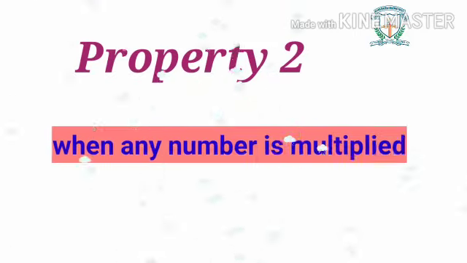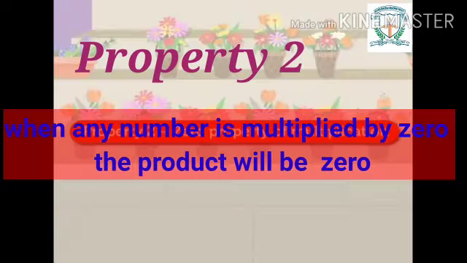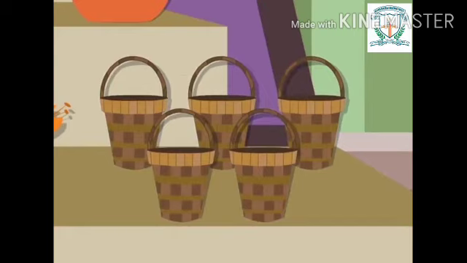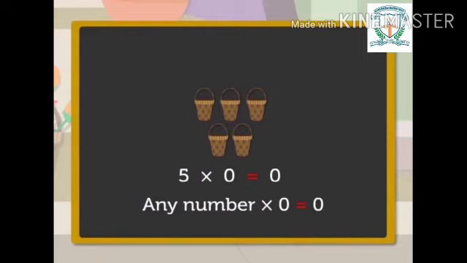Property 2. When any number is multiplied by 0, the product will be 0. Let us take an example. There are 5 flower baskets, but there are no flowers in any of the baskets. Since we do not have flowers in any of the baskets, we represent that as 0. So, 5 multiplied by 0 is equal to 0.